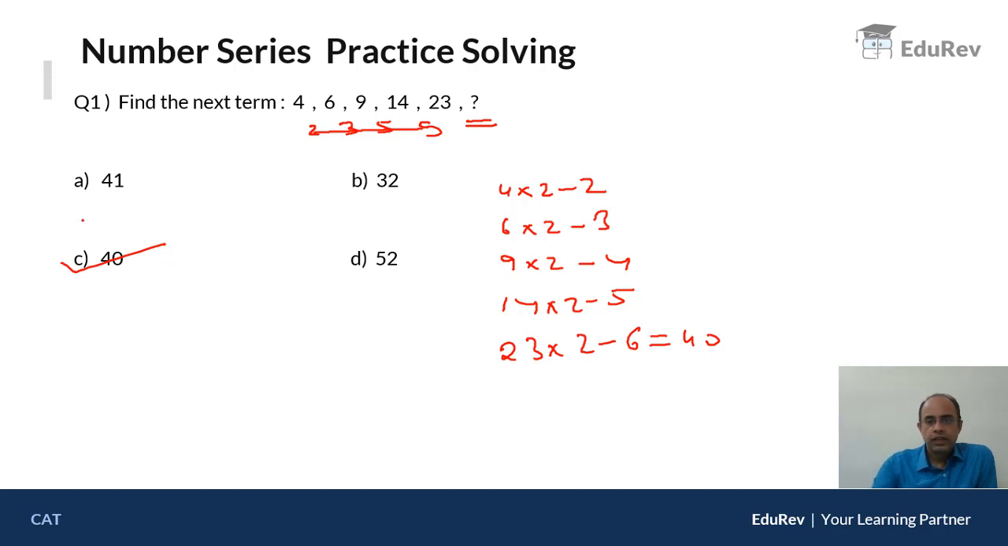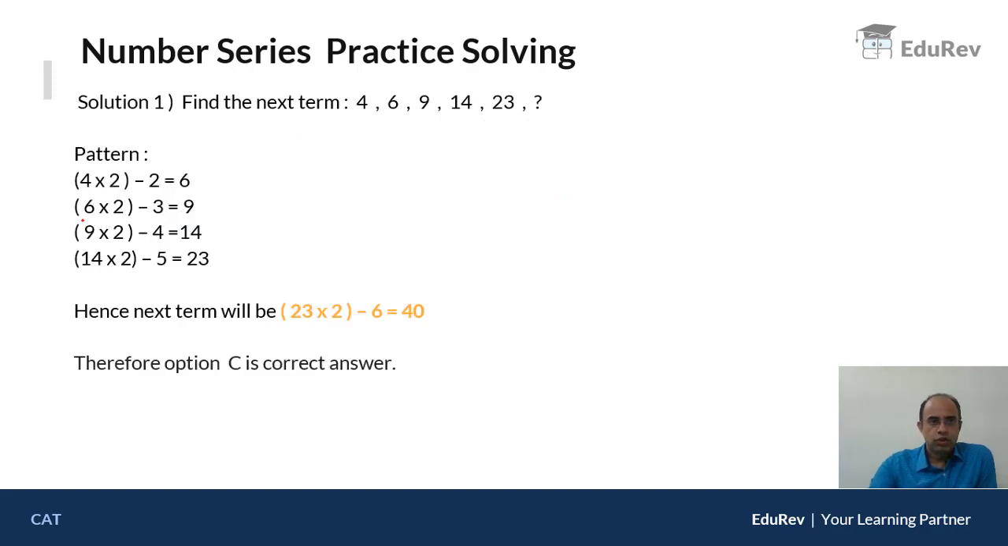Fine. So this is the way we proceed. Solution of the same thing I have written here. 4 into 2 minus 2 is 6. 6 into 2 minus 3 is 9. 9 into 2 minus 4 is 14. 14 into 2 minus 5 is 23. Therefore, next term should be 23 into 2 minus 6, 40, which is option C. Hence, option C is the correct answer.